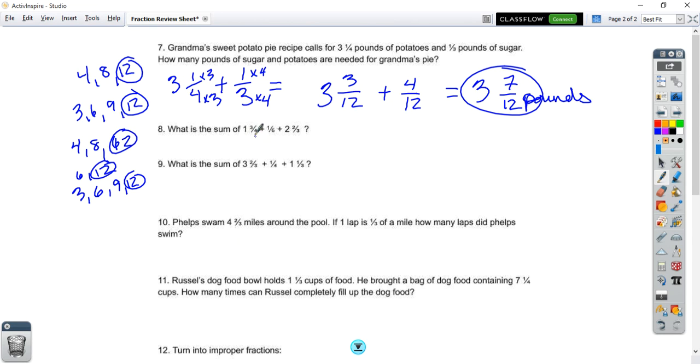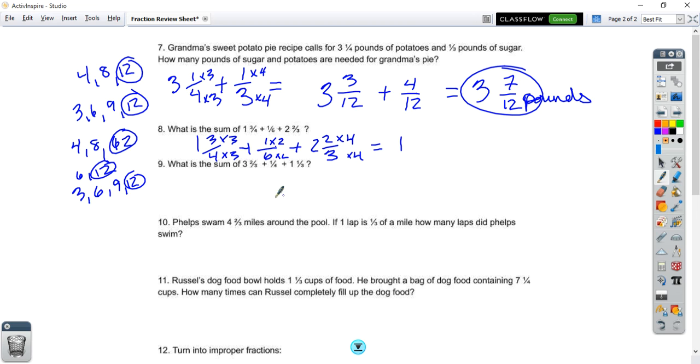So it says 1 3/4 plus 1/6 plus 2 2/3. So my fourths, I'm going to do times 1, 2, 3, so this is times 3, times 3. My sixth, I'm going to do times 2, so this is times 2, times 2. My thirds, I'm going to do times 1, 2, 3, 4, times 4, times 4.